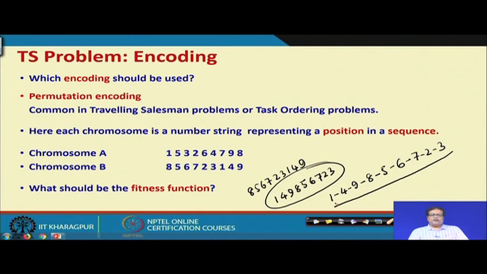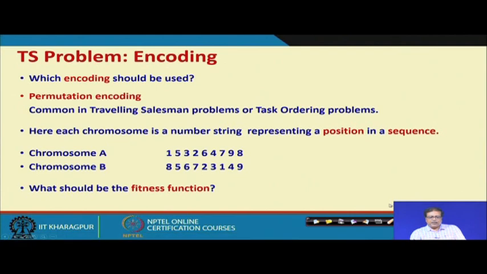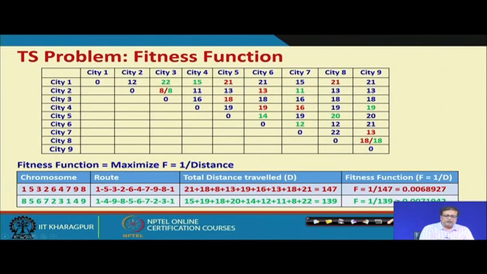So, what should be the fitness function? The fitness function in this case can be evaluated in this manner. We can find out the total distance travelled, and the fitness function can be taken as 1 by the total distance travelled. Usually, most of the time we try to solve the problem as a maximization problem rather than a minimization problem. So, how do we convert this problem to a maximization problem? Minimize distance, so maximize 1 by distance, which we can define as the fitness function.